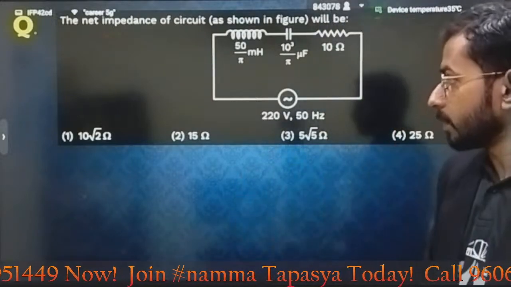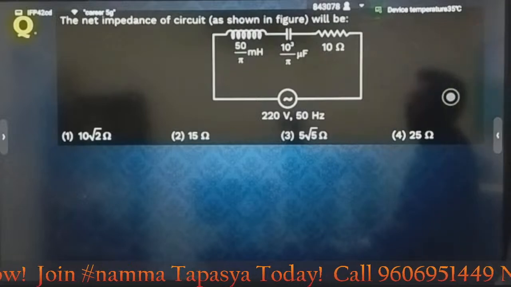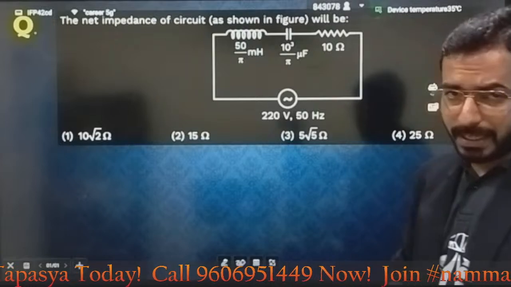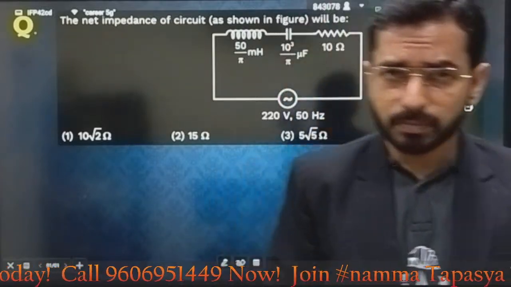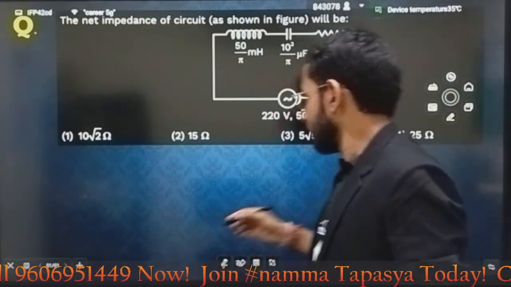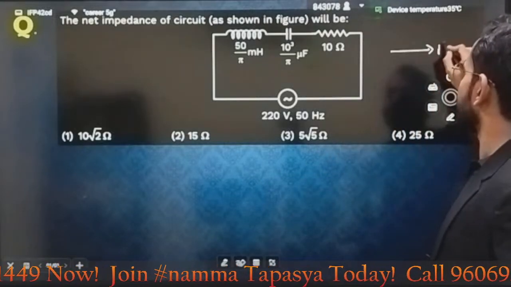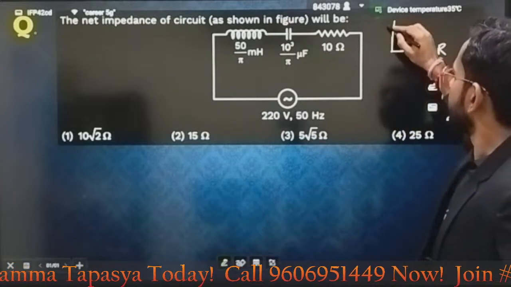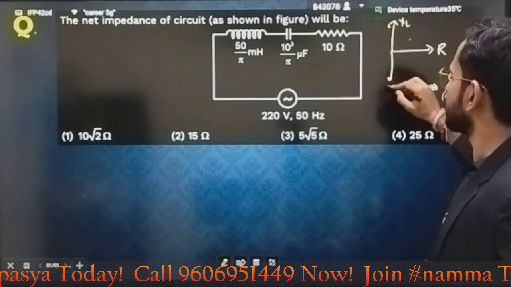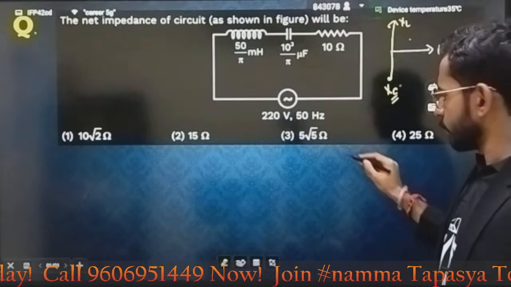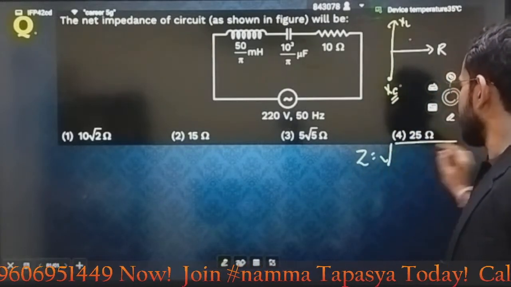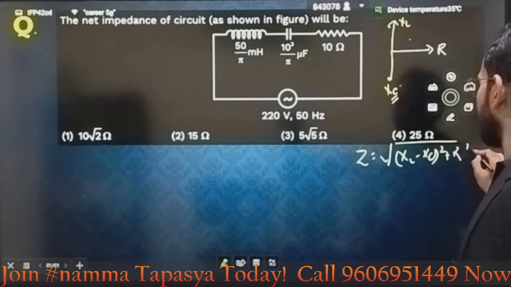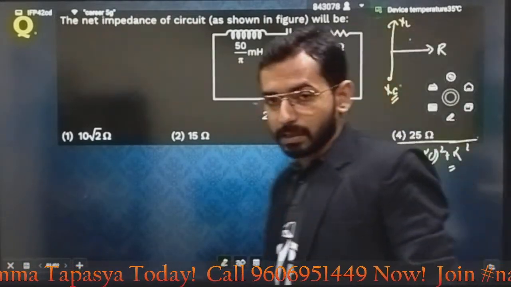Correct? Very good. Next question, the net impedance of the circuit. You have to calculate the net impedance. That includes three factors. You know the representation: in x direction, the representation is for resistance R. In positive y direction, the representation is for XL. In negative y direction, the representation is XC. And Z is written as the square root of XL minus XC whole square plus R square.